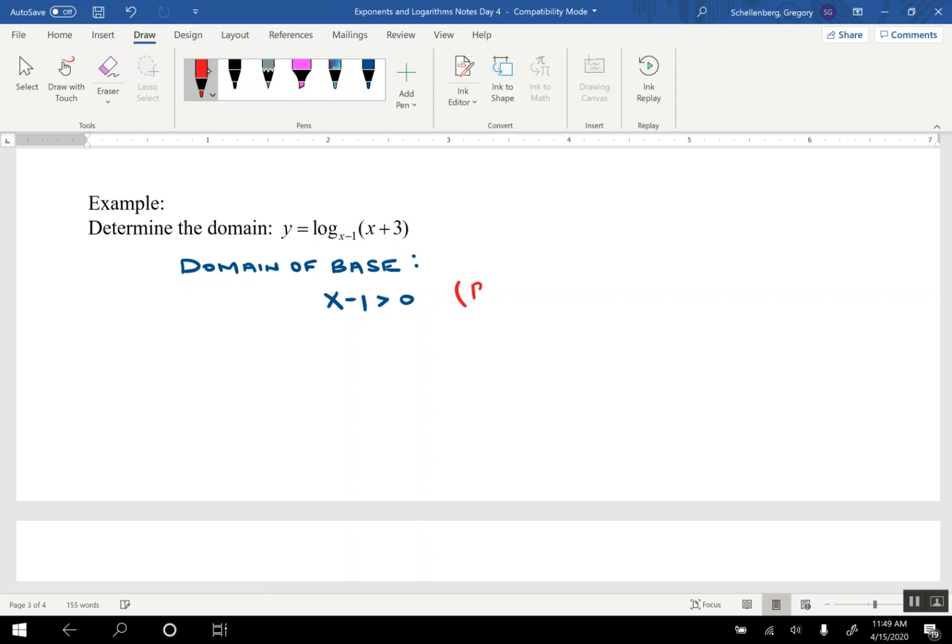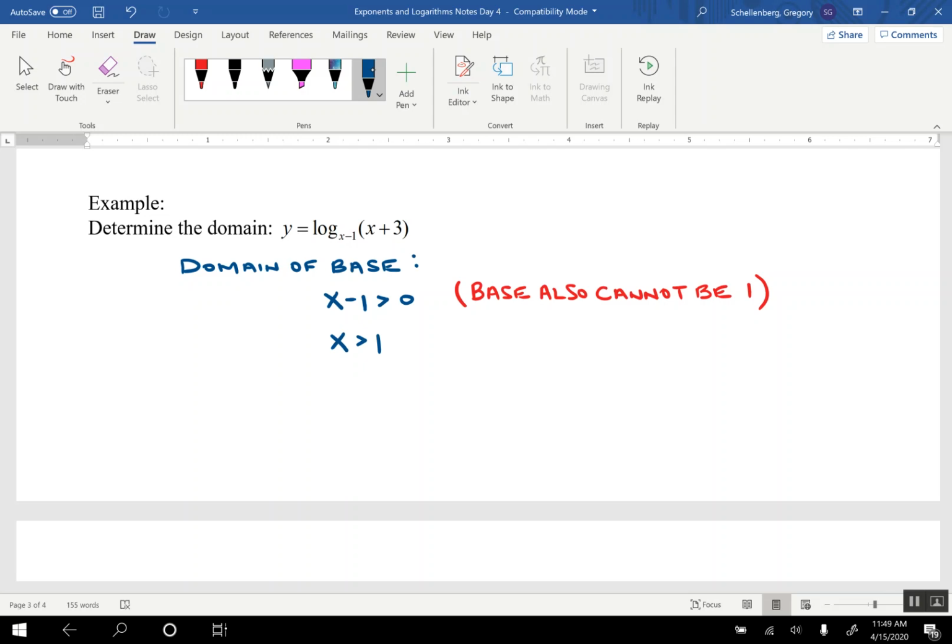So base also cannot be 1. Okay, so we'll solve the inequality, and we're going to get values of x that are greater than 1.